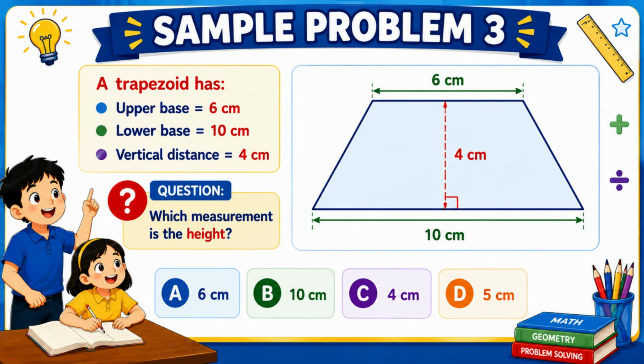A trapezoid has upper base equals 6 centimeters, lower base equals 10 centimeters, vertical distance equals 4 centimeters. Question: which measurement is the height?